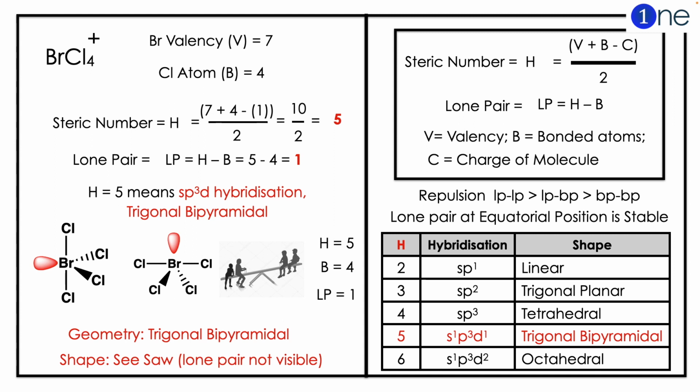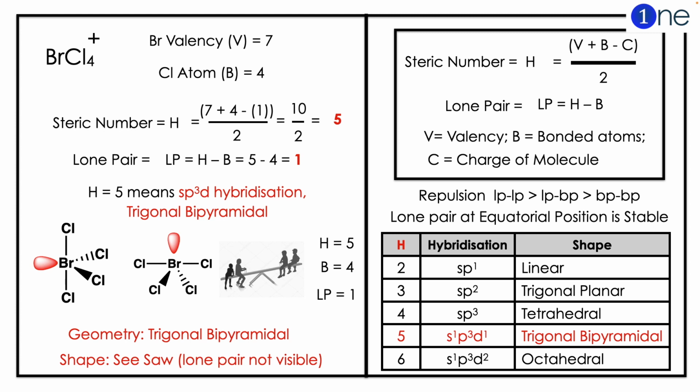Steric number H equals (V plus M minus C) divided by 2. Here bromine valency is 7, and chlorine atoms are 4. So if you substitute in the formula, you have 5. The lone pair calculation will be H minus B, which equals 1. H equals 5 means sp3d hybridization, which is trigonal bipyramidal.